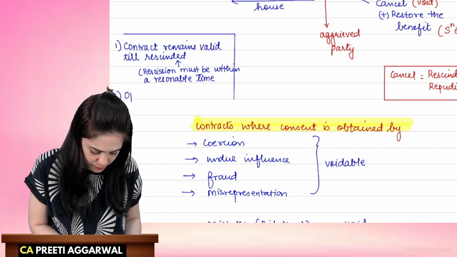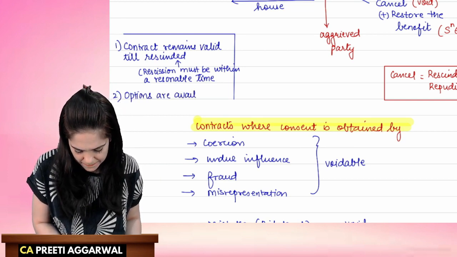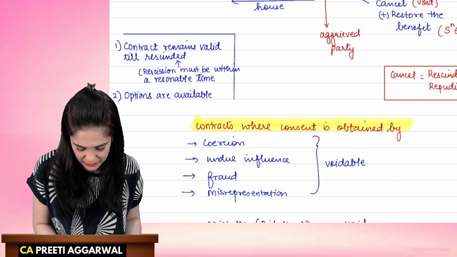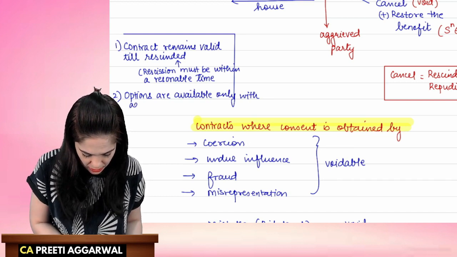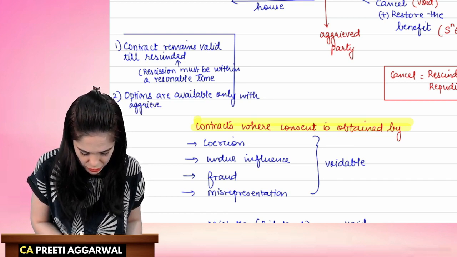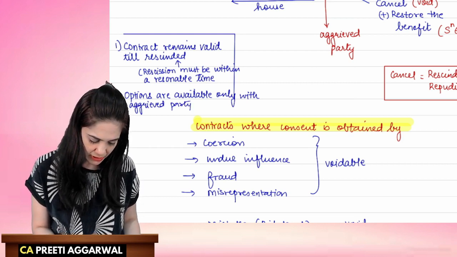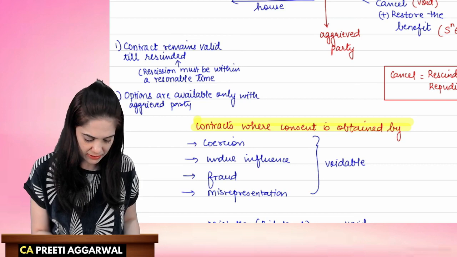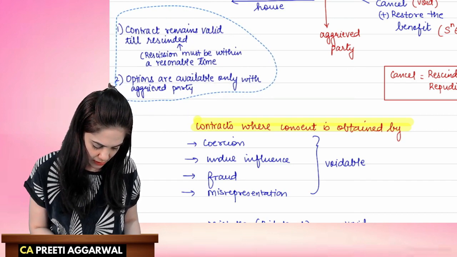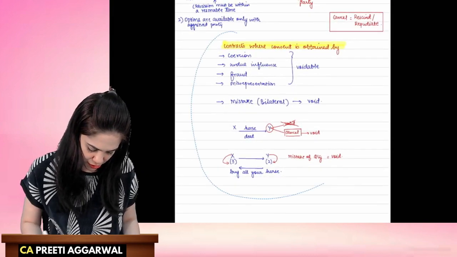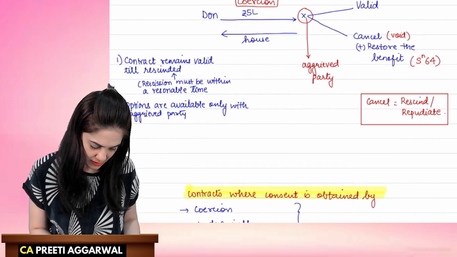Okay, now the options are available only and only with the aggrieved party, and not with the other party who is using coercion, who is using undue influence, or who is committing fraud. Okay, options are available only and only with the aggrieved party. I'll just push this on top so that it is clear. Let me push this little below. Okay, now we have a lot of space.